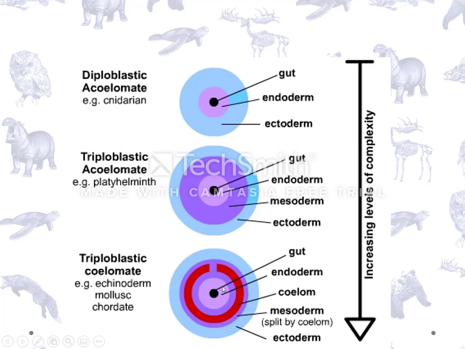And then this one down here, we see three layers, light purple, dark purple, blue, and then within the dark purple, within the mesoderm, the middlemost layer, we find a cavity, this red part, which would then be a coelom. It's a true coelom because it's found splitting the mesoderm. So this would be a triploblastic coelomate organism. If this was a triploblastic pseudocoelomate, then this red would be found between the two purple shades, between the endoderm and the mesoderm.